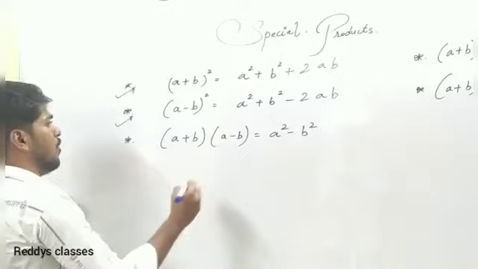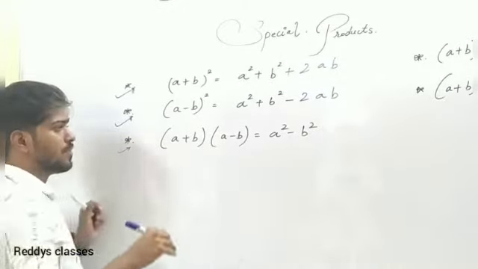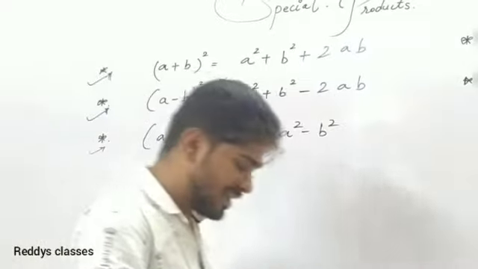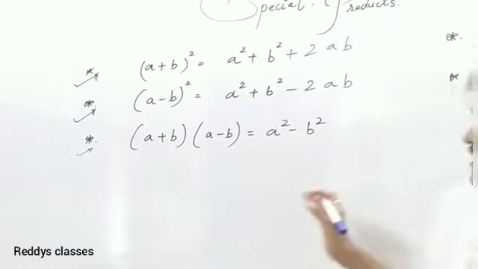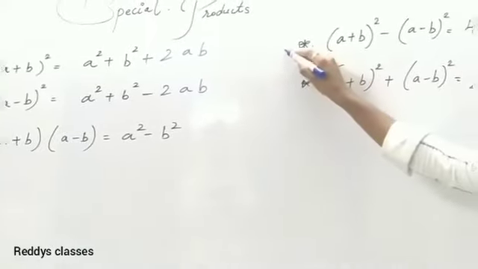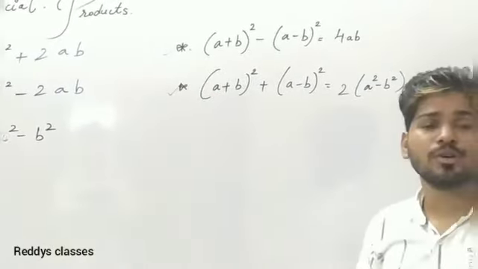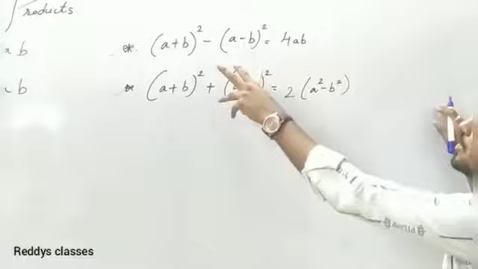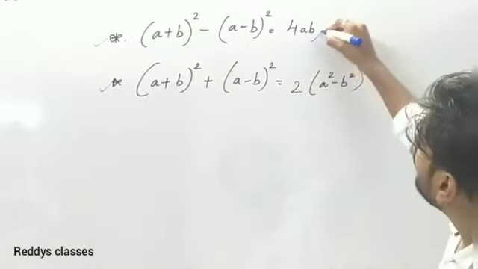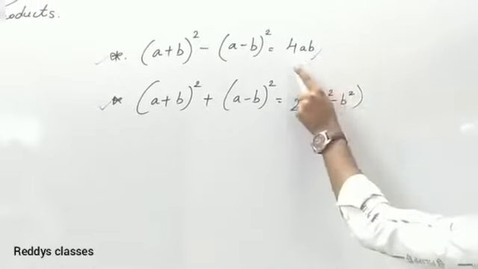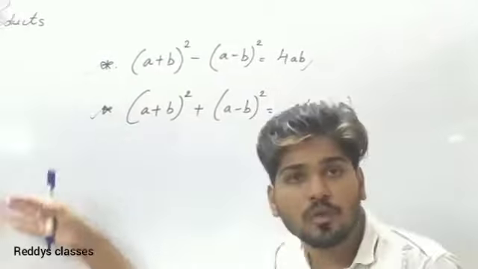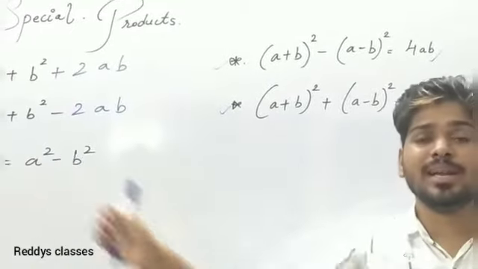That's it. Now we have the third formula here. A plus b, a minus b. That is what? A square minus b square. That's it. Next, we have two more important formulas which we are going to solve. Okay, a plus b the whole square minus a minus b the whole square. This is what? 4ab. If you solve it with these formulas, you will get a more expanded equation.